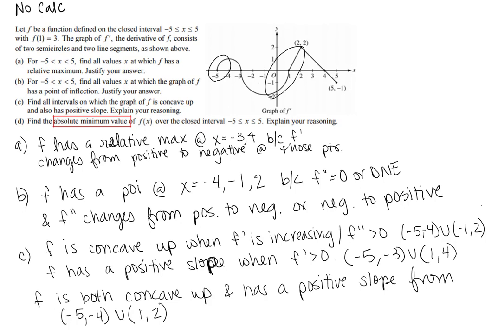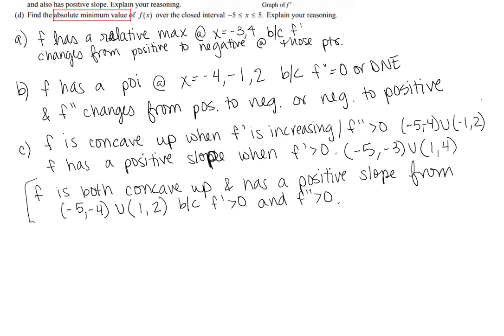And if you said both of these clarifying statements above, then your justification is there. But let's say that you just said this closing statement, then I would have to say because f prime is greater than 0 and f double prime is greater than 0. And there would be my justification.